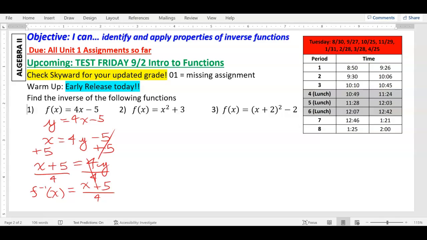Let's rewrite number 2. So this f of X turns into just X equals, and then that X turns into a Y. Y squared plus 3. Y'all see how I saved us a little bit of writing? Hopefully. Switch. Okay. Now, we got to solve this, right? Now, if I'm solving for Y, what do I do first?